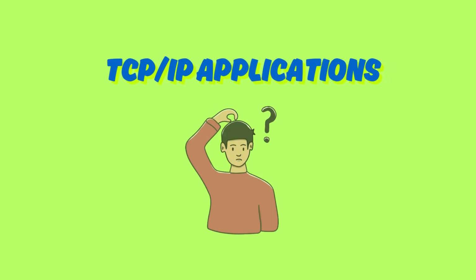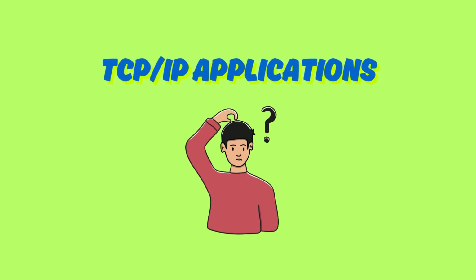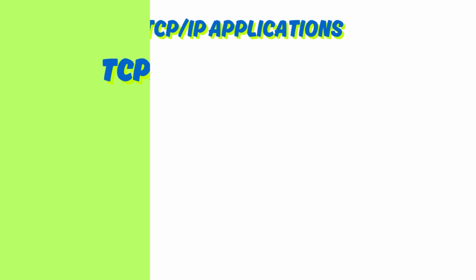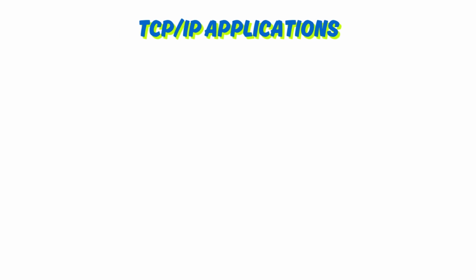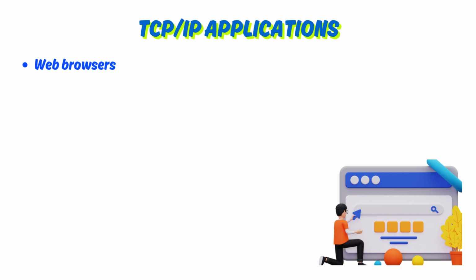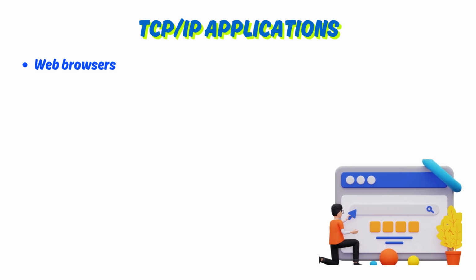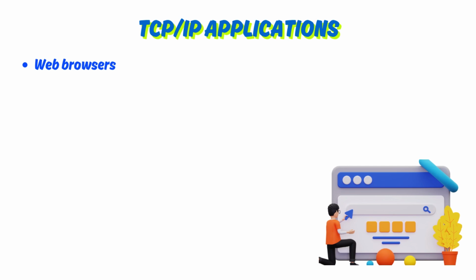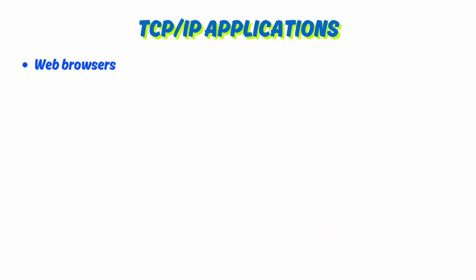The last component of TCP/IP protocol suite is the TCP/IP applications. We are going to explore how everyday applications use the TCP/IP protocol suite or stack. Let's begin with the most familiar tool, which is browsers. Web browsers like Chrome and Firefox allow us to access websites using protocols like HTTP and HTTPS. When you type a URL, the browser uses TCP/IP to request that web page from a web server. It also uses DNS to translate the website name into an IP address, just like looking up someone's phone number in the digital phone book.